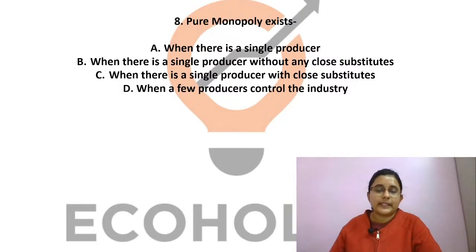Pure monopoly exists. Option A, when there is a single producer. Option B, when there is a single producer without any close substitute. Option C, when there is a single producer with close substitutes. Or option D, when a few producers control the industry.